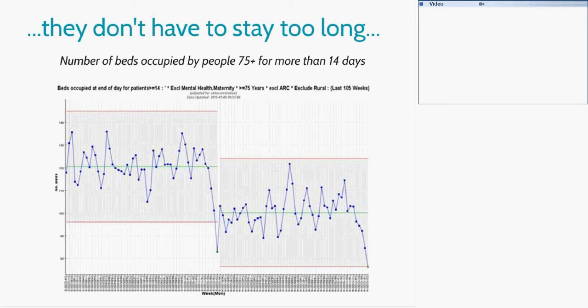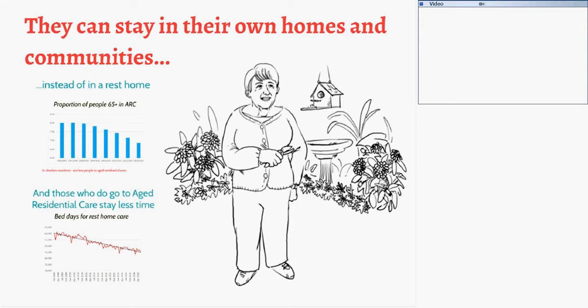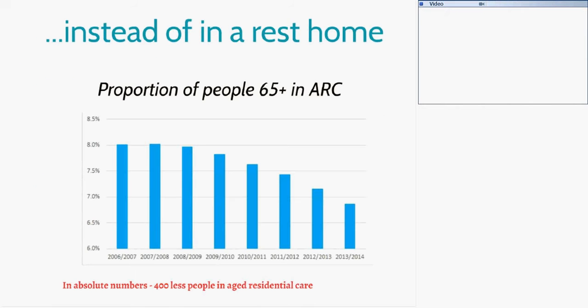And so what you'll see in front of you is the number of beds occupied by people 75 years and older for more than 14 days. So this includes some of the complex rehab component. And where you see the dramatic change is where we started bringing in a revised frail elderly pathway and focus within the Canterbury Health System. And also they're less likely to come back in terms of being readmitted the way they're being discharged. They can stay in their own homes and communities instead of a rest home.